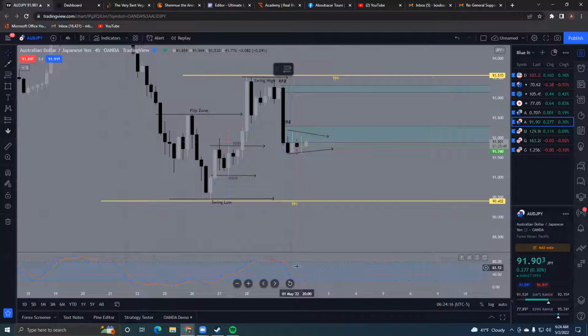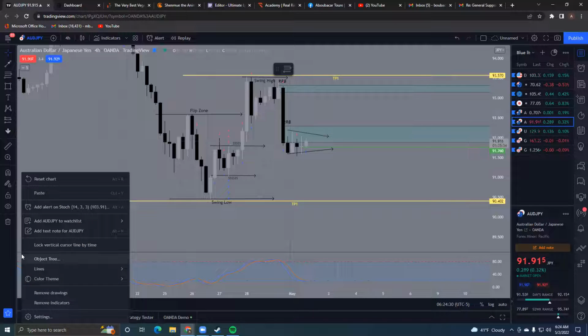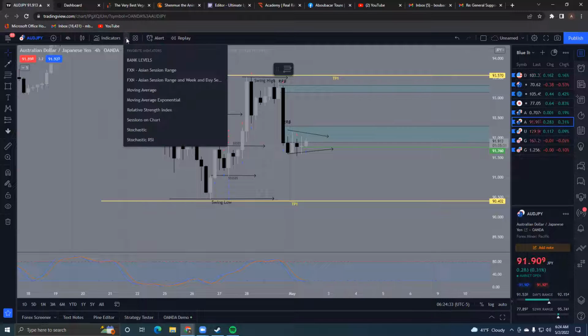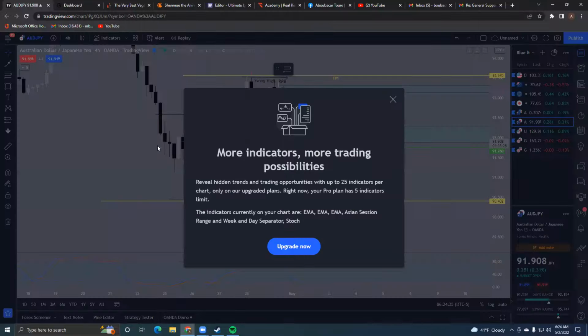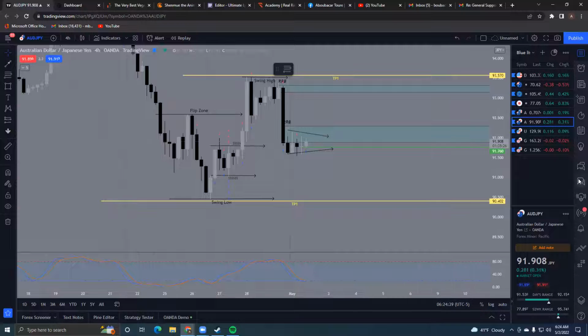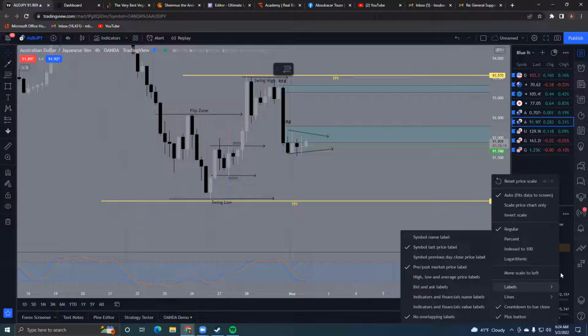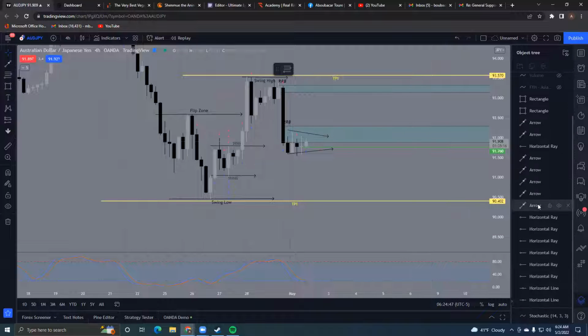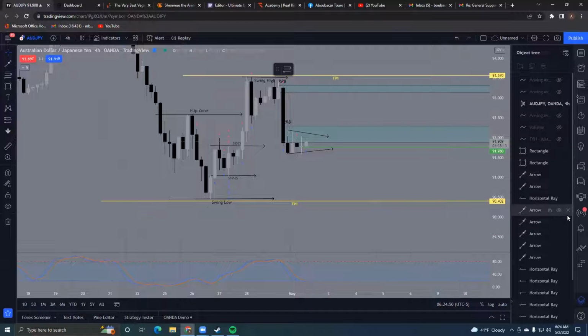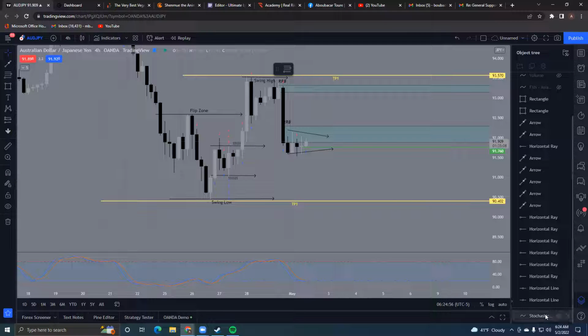But let me check some. I just want to be sure. Okay, yeah, that was why. So I just want to check out this then. Okay, so yeah, this is my stochastic RSI.